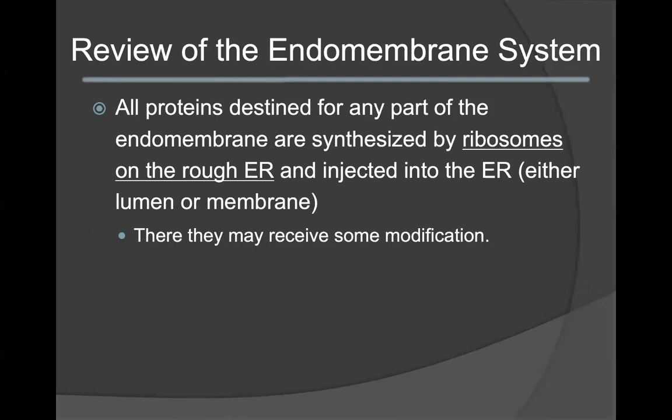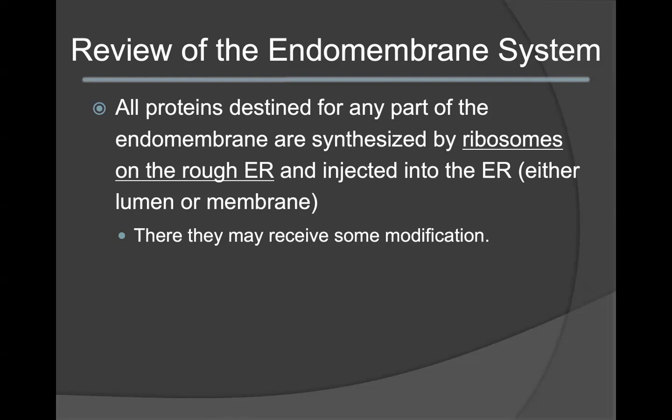So let's just review the concept of the endomembrane system. All proteins that are destined for any part of the endomembrane system, remember, are going to be synthesized by ribosomes on the rough ER. They will either be injected into the ER if they are going to be an internal type protein or a secreted protein, or they will be injected into the actual membrane itself if they are going to be a glycoprotein, a transmembrane protein, etc.